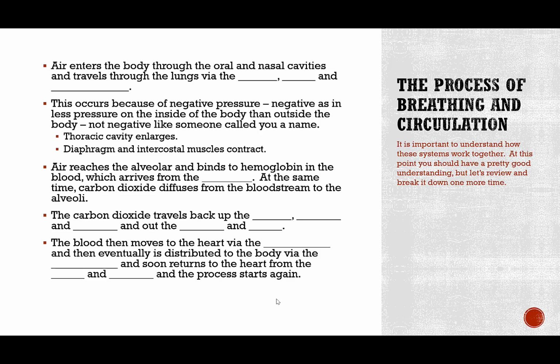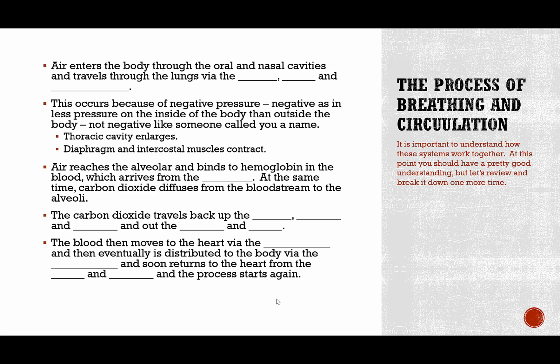So when you do this, air is going to reach the alveoli. Now what we really are saying is oxygen. Oxygen binds to hemoglobin in the blood, which arrives from, now where does the blood come from? What is the one structure that brings the blood from the heart to the lungs? It's the only structure that's opposite of every other structure like it in the body. You need to know that. I'm not going to give you the answer.